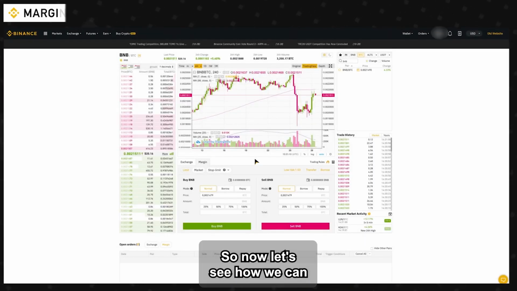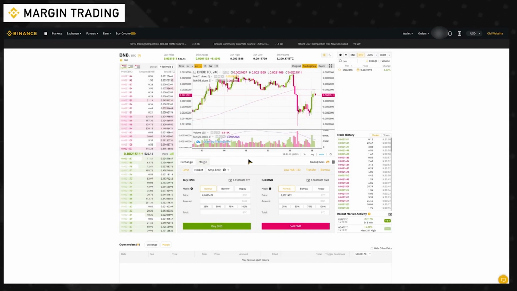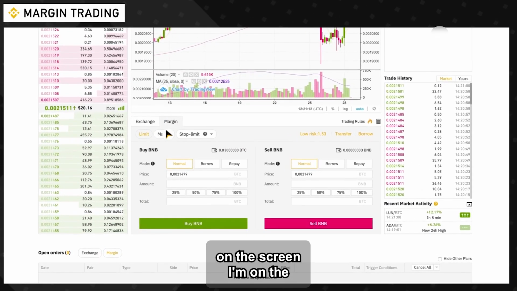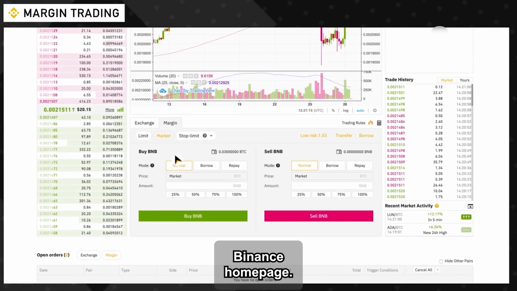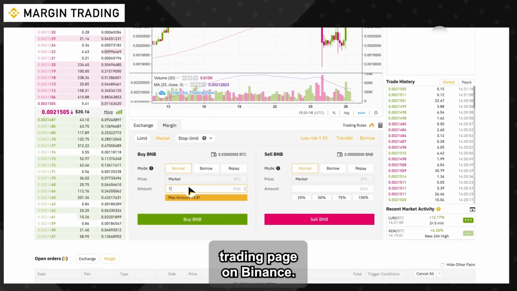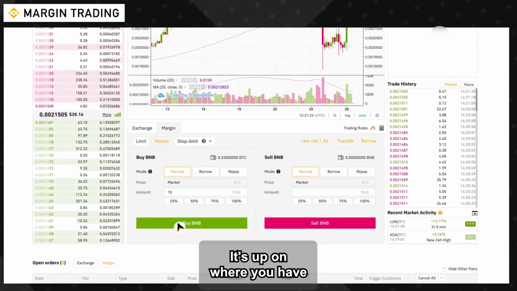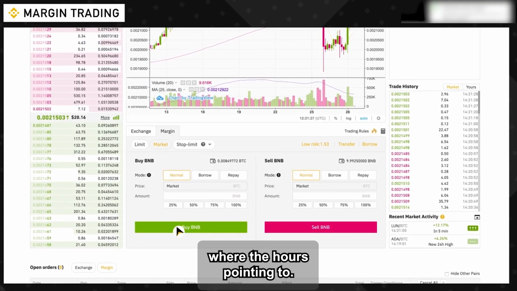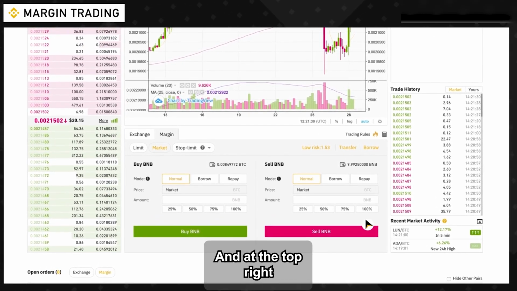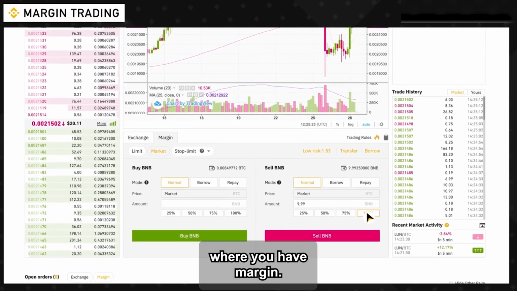So now let's see how we can perform margin trading. As you can see on the screen, I'm on the Binance homepage. Now, go to the margin trading page on Binance. It's at the top right, where you have trade. Here you can see where you have margin.